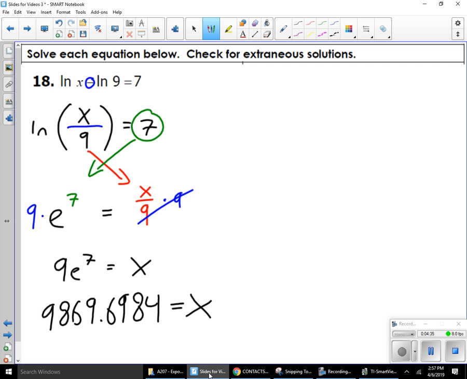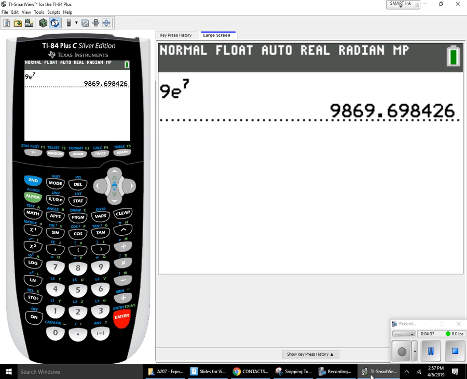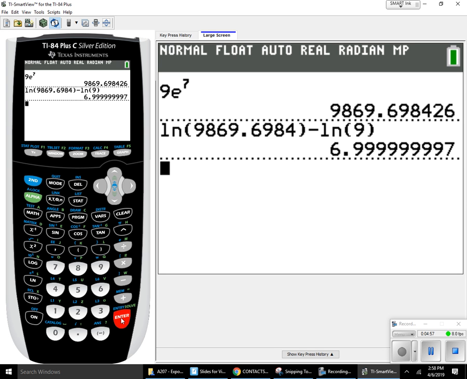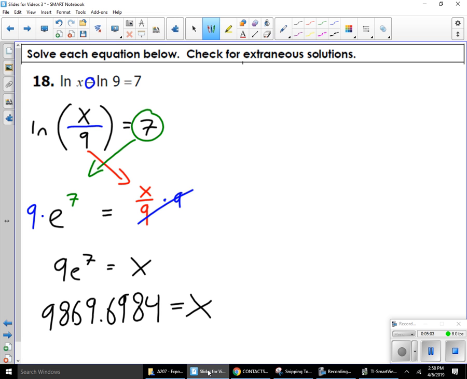Man, that's a big old number. And then to double check our work here, well, I'm supposed to have natural log of that value, 9896.6984, minus natural log of 9. I should get something really close to 7. Note I got 6.999999999 for quite a while there, so that is going to be a good solution.